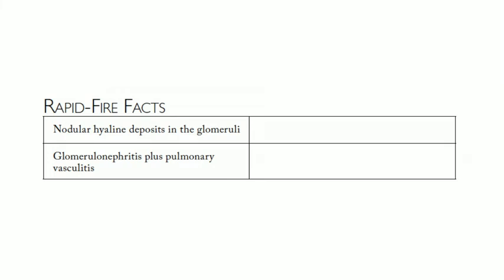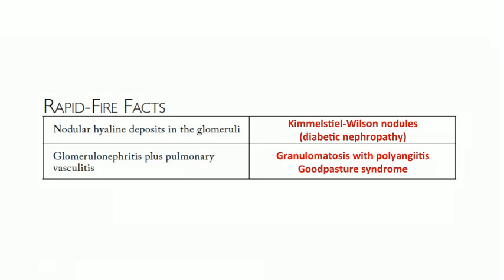Then finally, we have two rapid-fire facts. Nodular hyaline deposits in the glomeruli, those are those Kimmel-Steele-Wilson nodules, again, which we said are seen in diabetic nephropathy. And then glomerulonephritis plus pulmonary vasculitis. So the two things that affect both the kidneys and the lungs are granulomatosis with polyangiitis and Goodpasture syndrome. All right, great work. I'll see you next time.